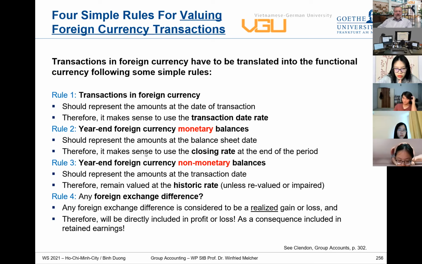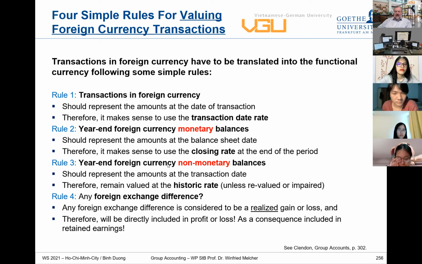So for instance, if you have a dollar bank account sitting on the balance sheet, and your reporting currency is the Vietnamese dong, then you should use the closing rate at the end of the period, because you can easily go to the bank and exchange the dollars into Vietnamese dong, and therefore it makes sense to use the closing rate at the end of the period. Okay.